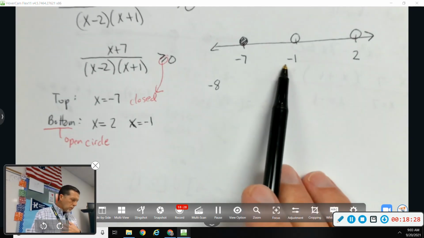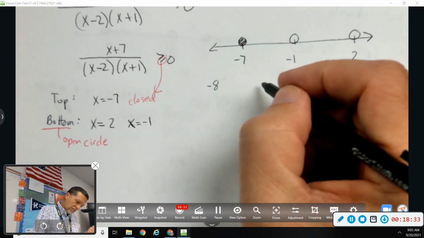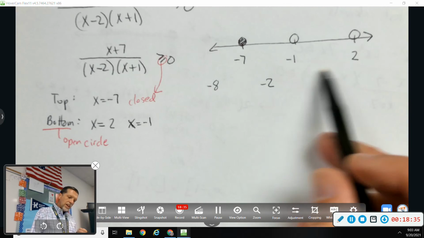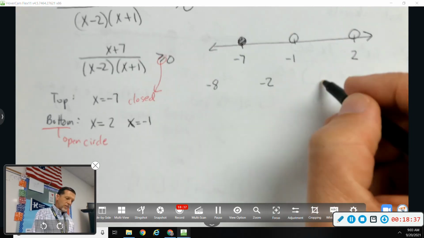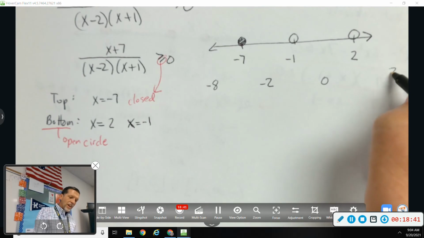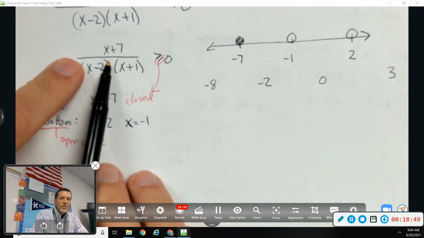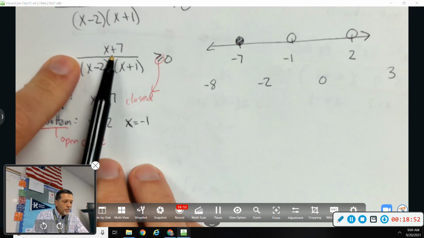What's the number between negative 7 and negative 1 that you'd like to check? Negative 2. Between negative 1 and 2? 0. Definitely 0. And greater than 2? 3. Again, if you want to be creative or cute and pick 700, that's a good question, although it does make the math easy when you're only worried about signs.